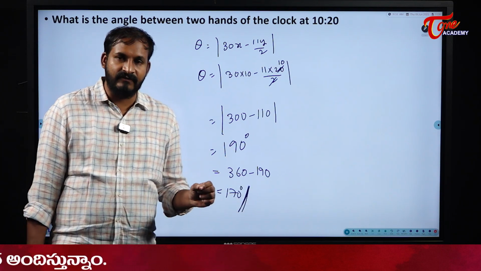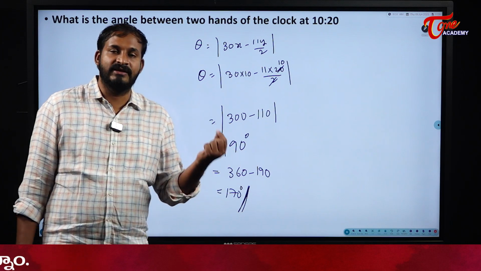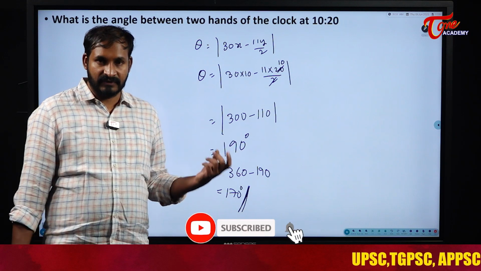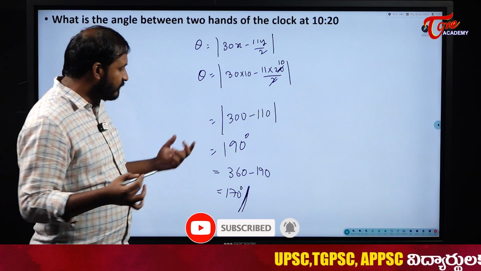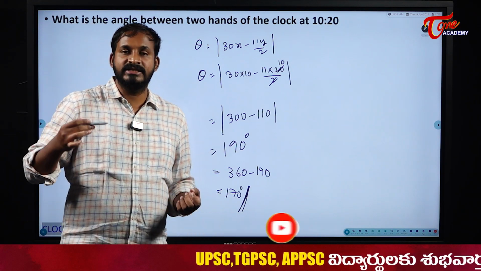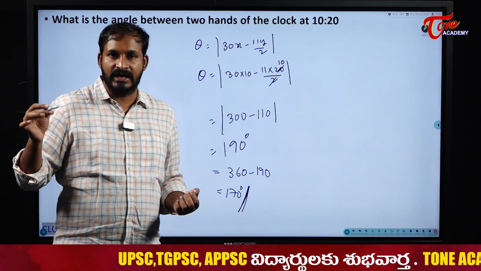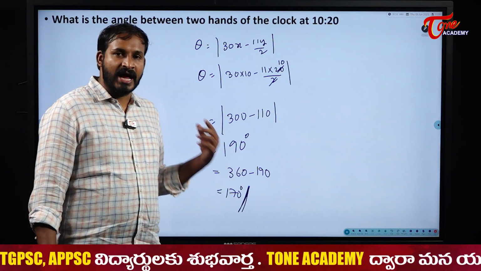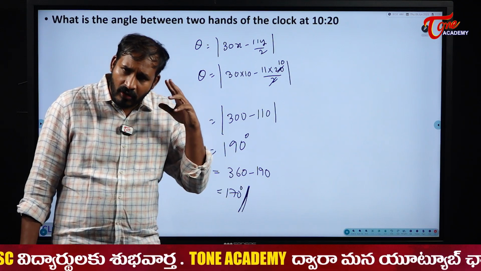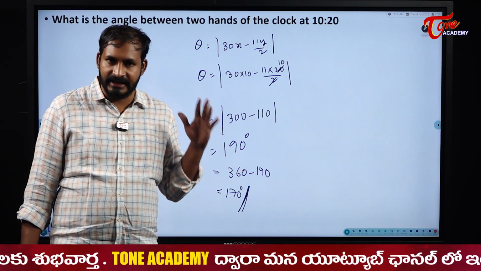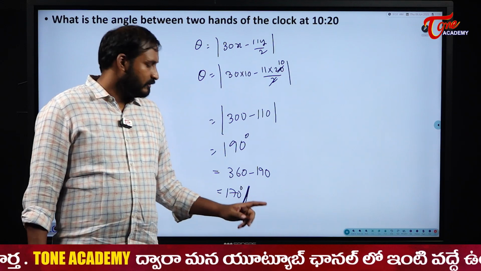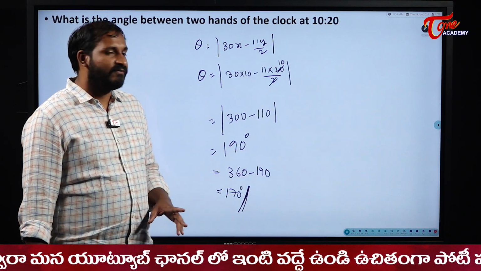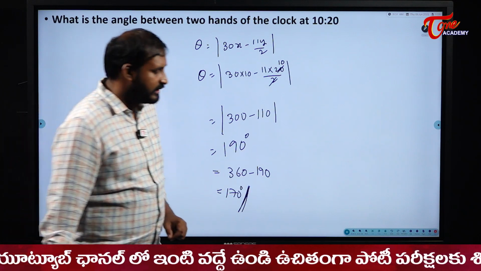Students, please be careful. In the options, the first option they will give is 190. If you are in a hurry without observing this concept, there is a high chance of marking your answer as 190, but that is completely wrong. The angle between two hands of the clock should always be less than or equal to 180 degrees. So please find its reflex angle and write that as your final answer. Next one.